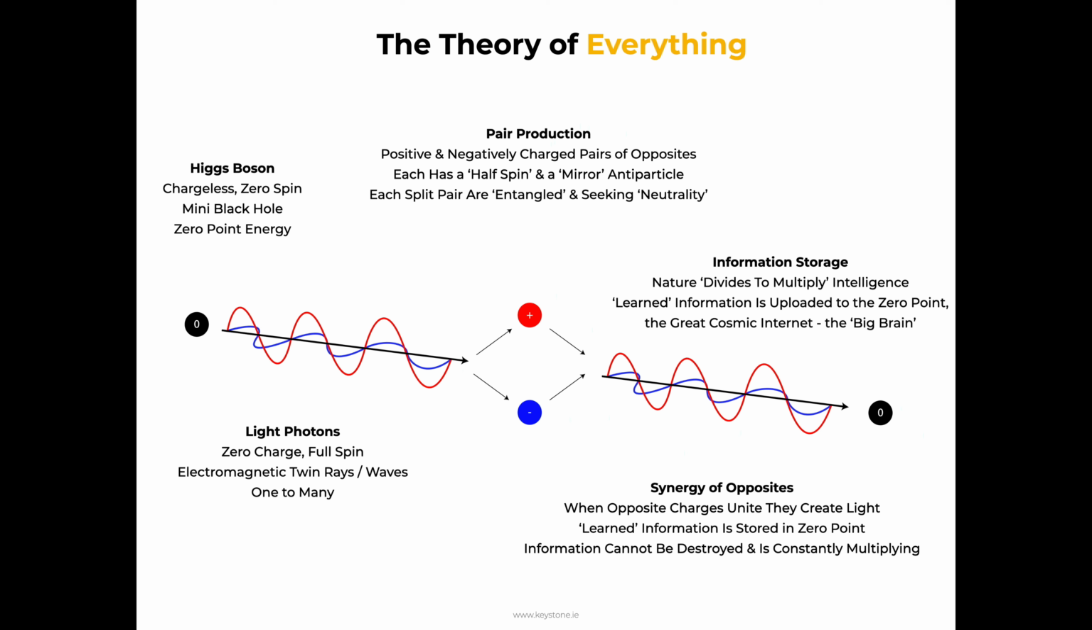and that the Big Bang theory, while popular, is wrong. The Big Bang is nothing more than a smaller part of a greater cycle, rather than the be-all and end-all. Nature divides to multiply intelligence. In other words, nature is evolving. It's getting smarter. It's getting more efficient.